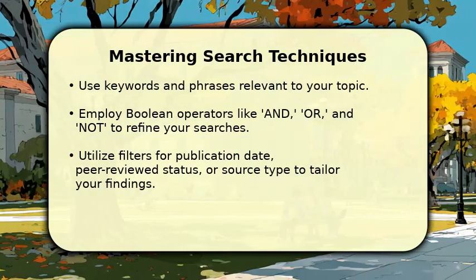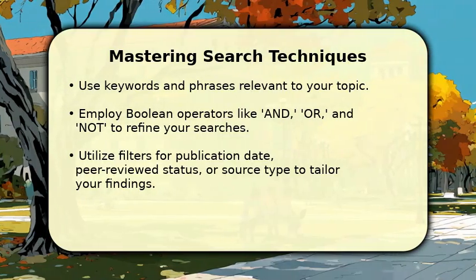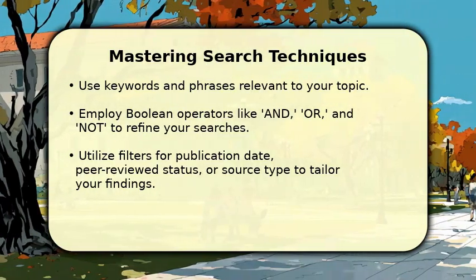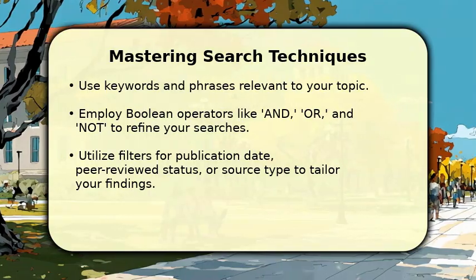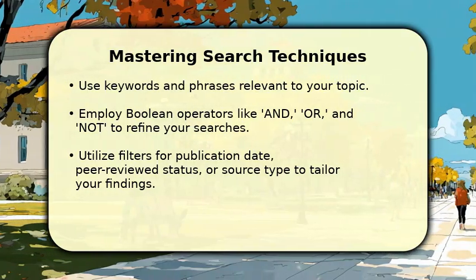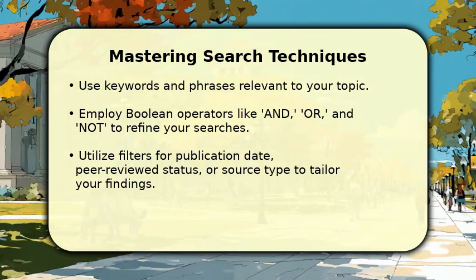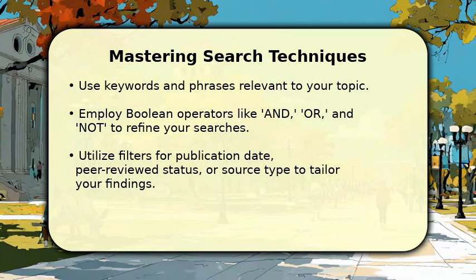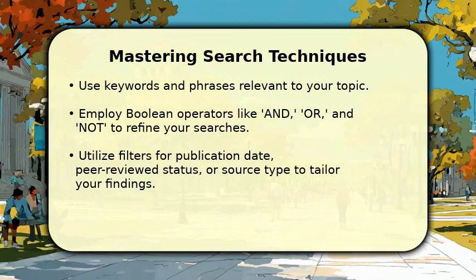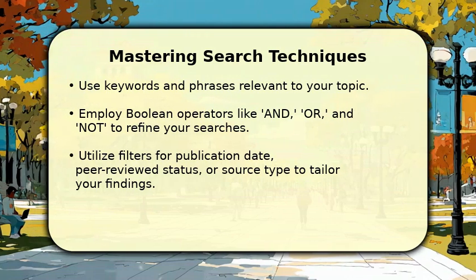Mastering search techniques will significantly enhance your results. Use keywords and phrases relevant to your topic, combining them with Boolean operators like AND to narrow results, or OR to broaden them for related concepts. For example, search climate change AND policy.